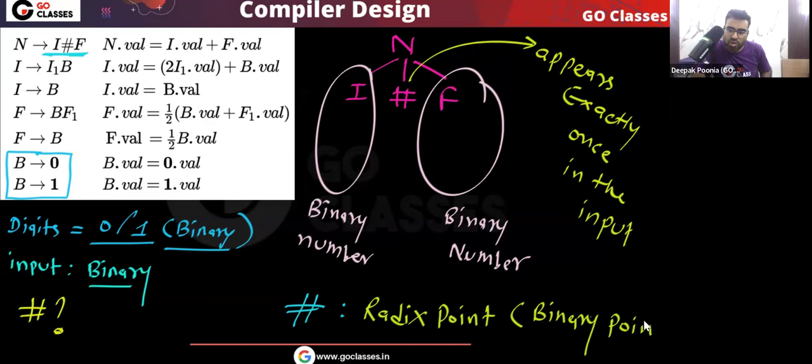This is your binary point, and you can notice N goes to I hash F. This hash is basically your point. And this I means the integer part, and this F means the fraction part. Yes or no? This is the integer part, and this F means the fraction part.